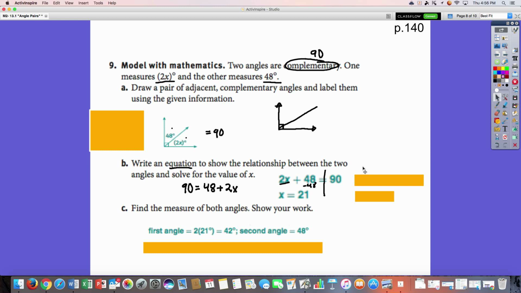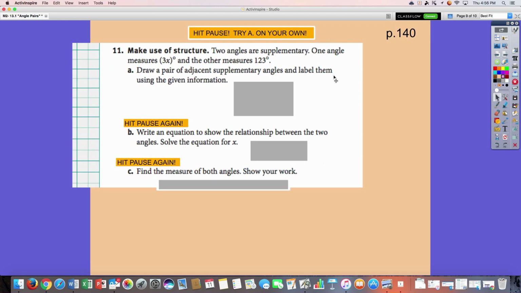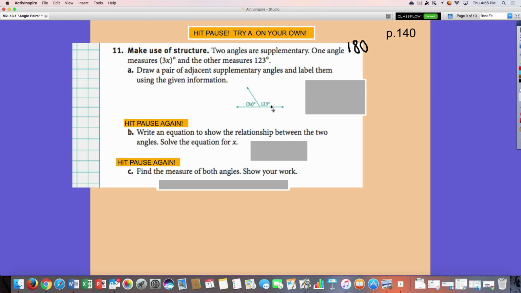You ready for one that's really hard? We're still on page 140. Hit pause and try this one on your own. It's supplementary. You know that supplementary means 180. So try to figure that one out on your own. Hit pause. Great job. Welcome back. So draw a pair of adjacent, meaning next to each other, supplementary angles, meaning 180, and label them. Your drawing should look just like this. They told you one of the angles was 123 degrees and the other angle was 3x.